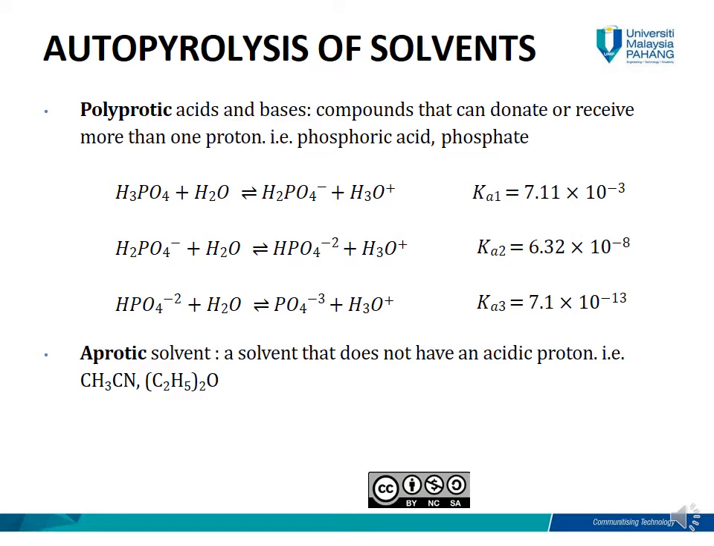Next is the aprotic solvent. When we talk about aprotic, it means that the solvent does not have any acidic proton. So only the transfer of electrons might contribute to these acid-base properties. For instance, acetonitrile, CH3CN, and anything that can show acid-base properties.